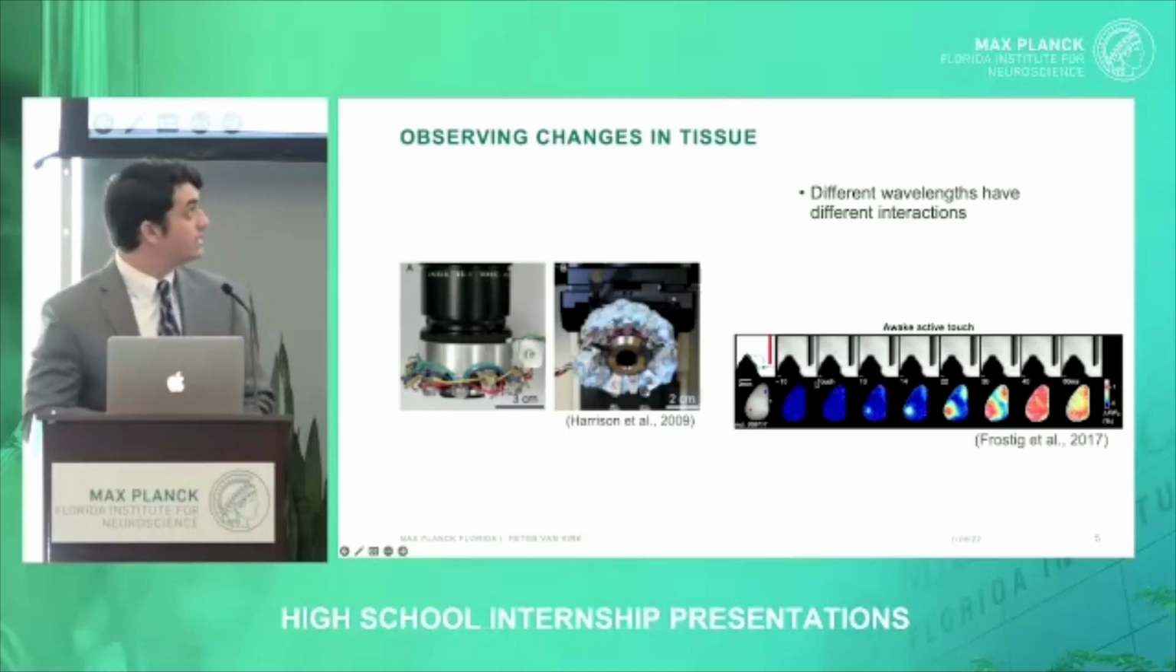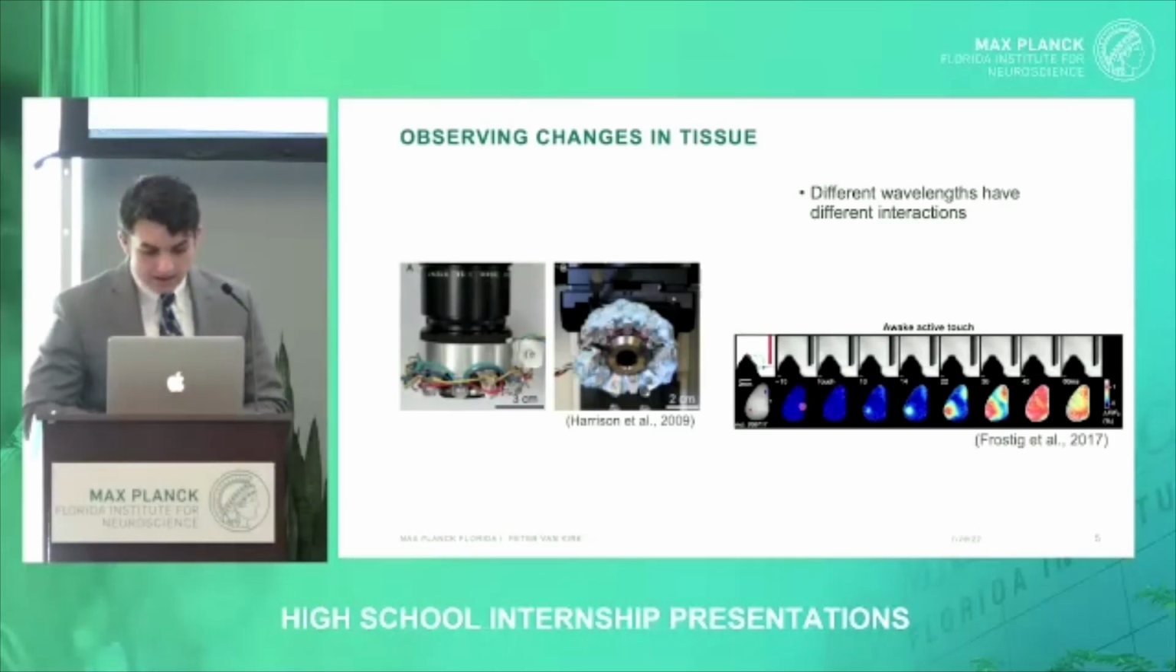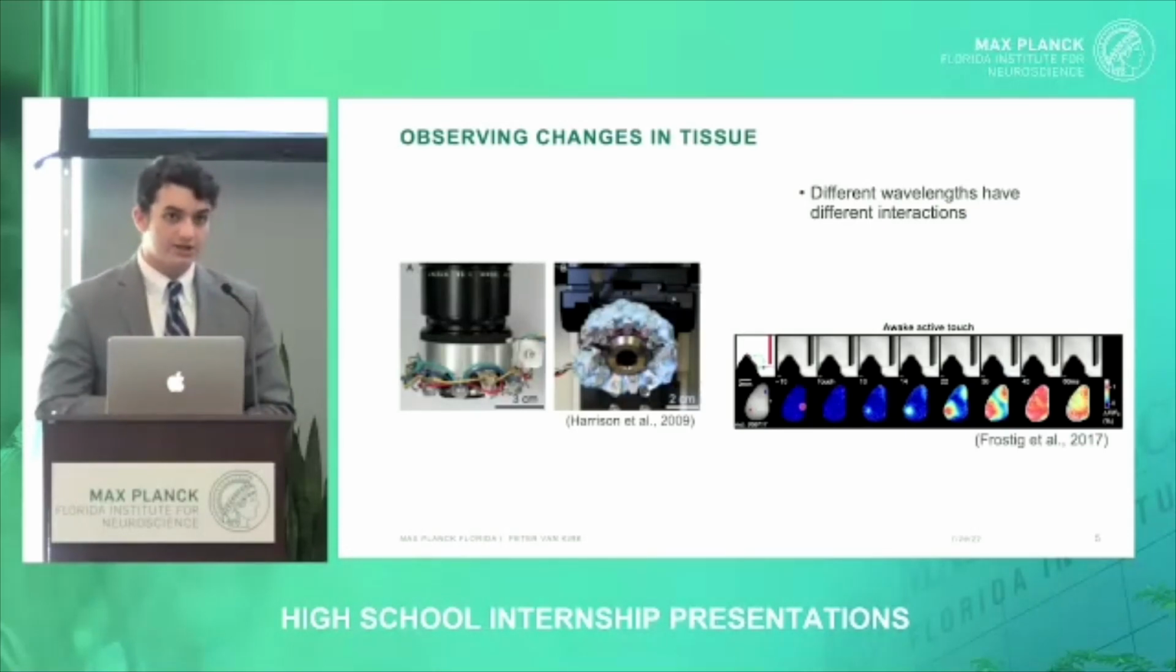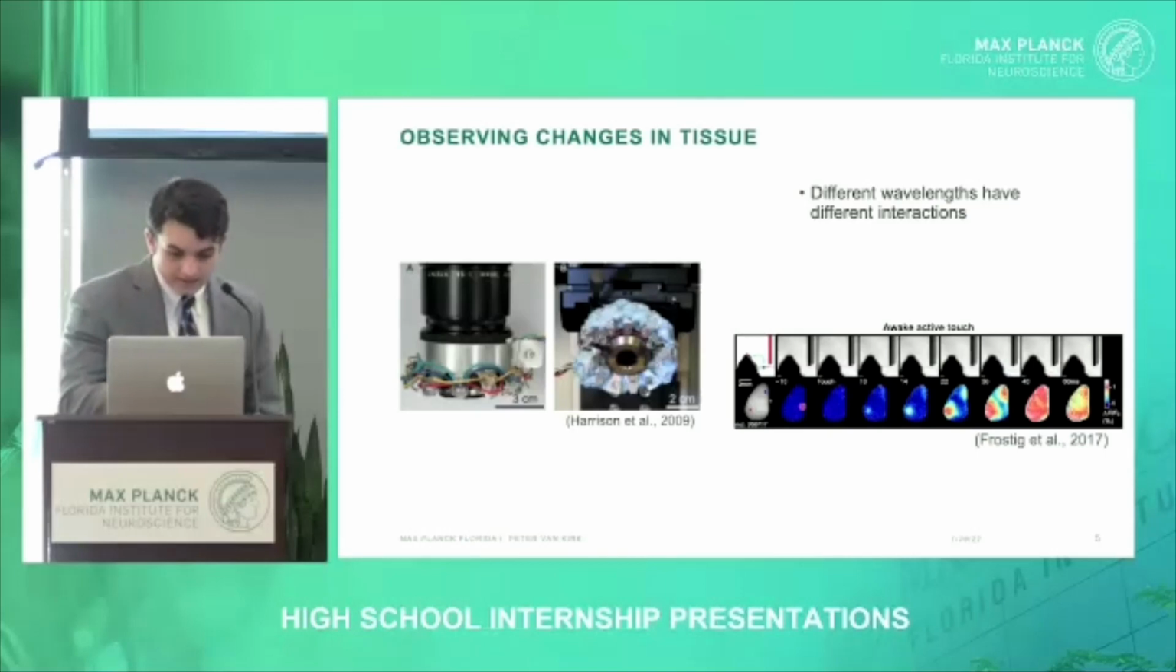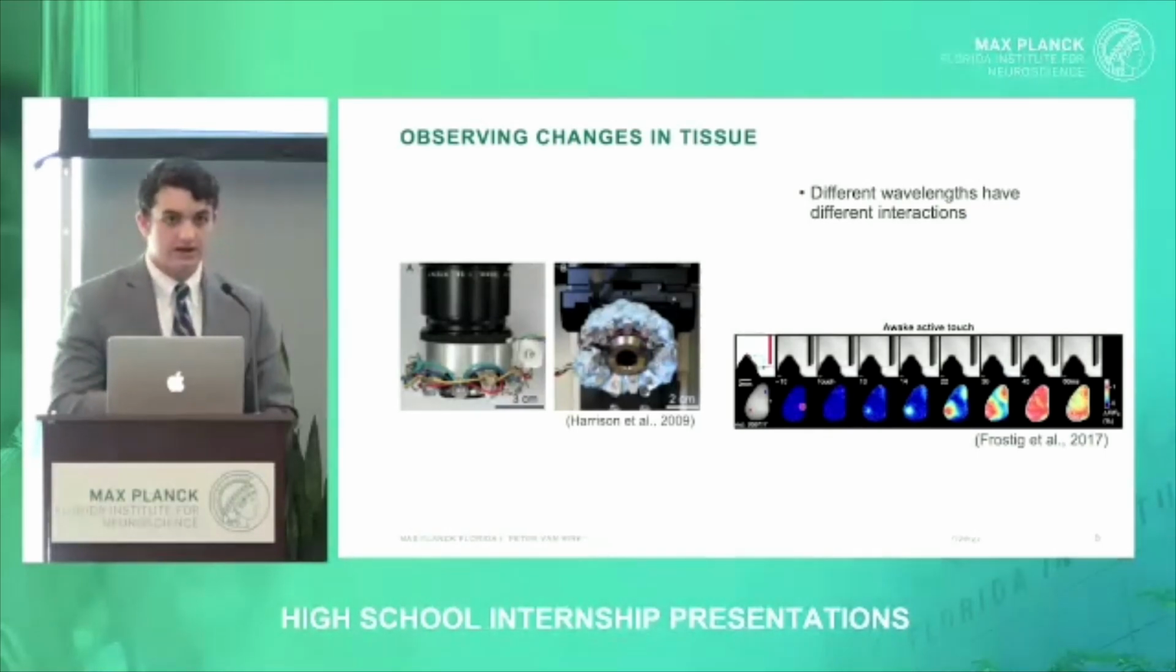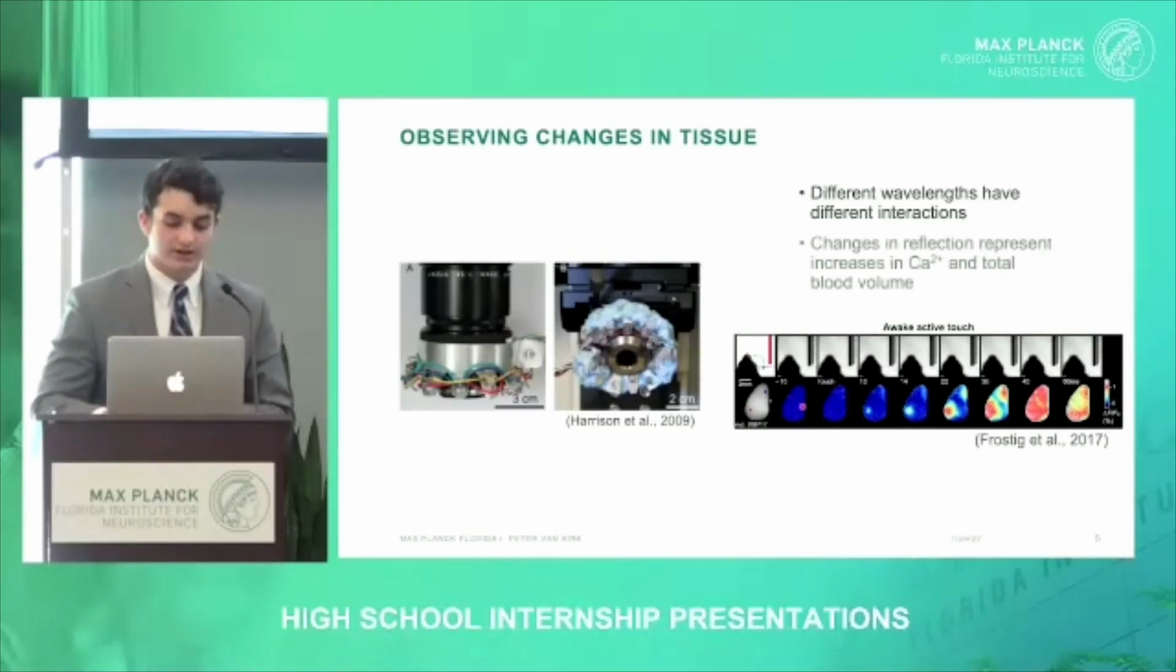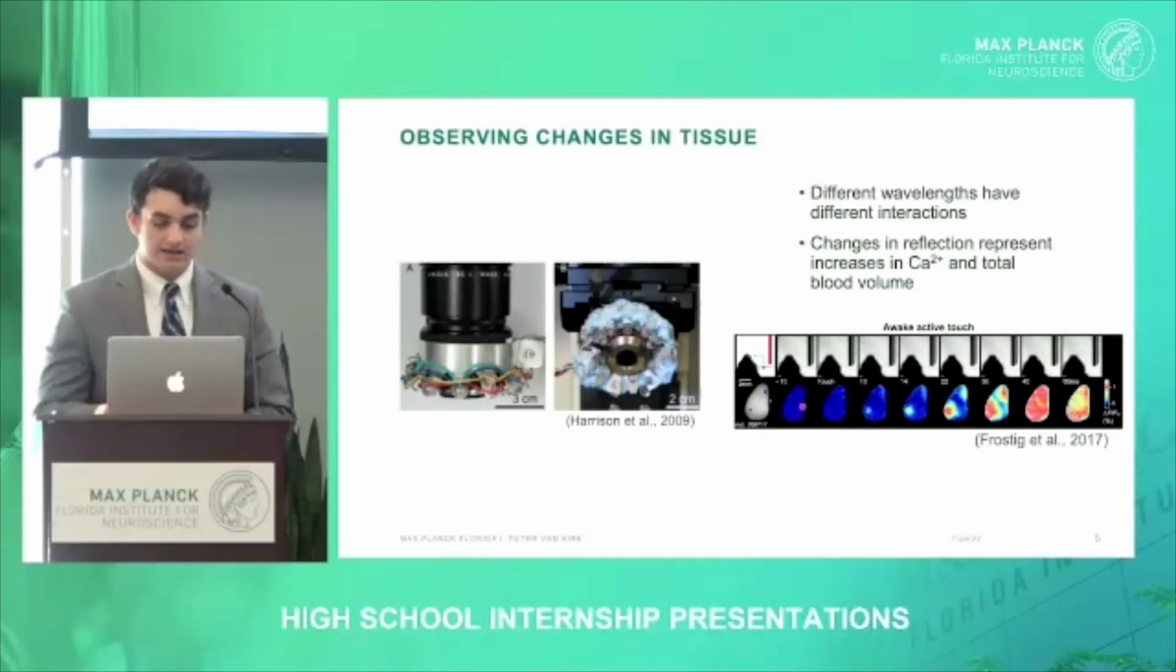So here you can see that there's a baseline at -10 seconds. This is where we're just recording the brain tissue without any stimulation or any lights. At 0 seconds is where stimulation begins. And then at 10 milliseconds, you can see some brain activity starting to show up. What we're actually seeing, the reflection, is the changes in calcium and total blood volume. So these represent an increase in brain activity. These wavelengths actually show a different reflection when there's an increase in calcium and total blood volume in this brain tissue.